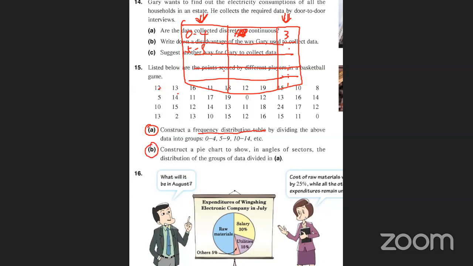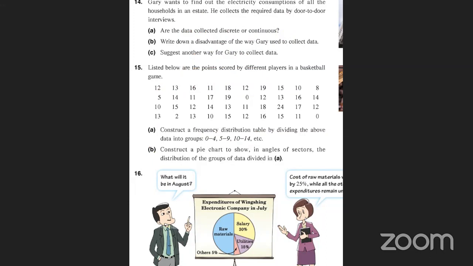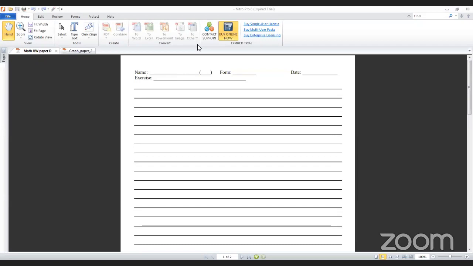And then you can look at part B. You need to construct a pie chart to show, in angles of sectors, the distribution of the groups of data divided in A. Now for this one, maybe I show you how to write your answer. I will do it in this way. After I have looked at both parts, I know that I need to draw the frequency distribution table, and then I know that I need to draw a pie chart, right?